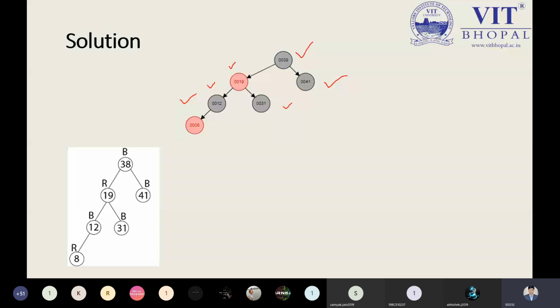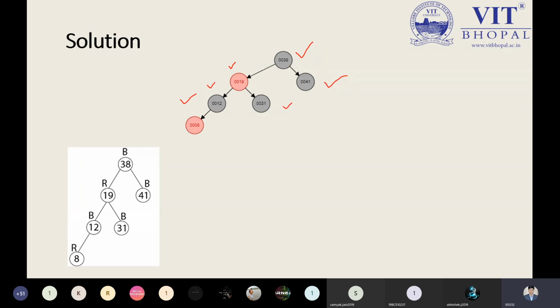So the root is black. Okay, this is the true part. And 19 is what? 19 is again the left of the tree. So it's satisfying. But if you leave this question over here as it is, definitely at that time your answer will be wrong.